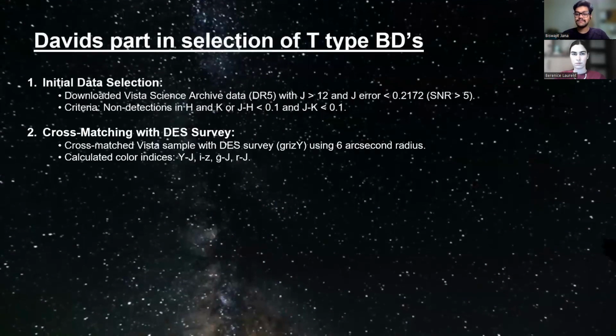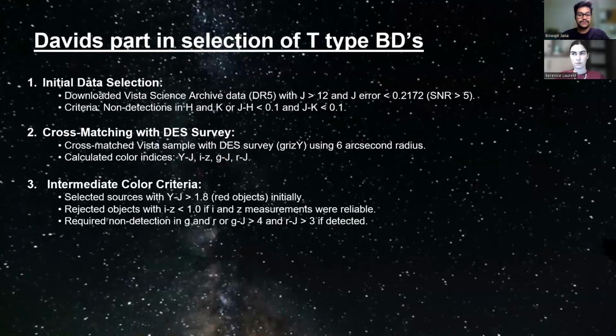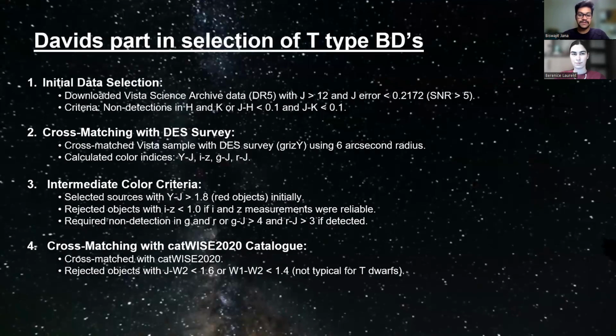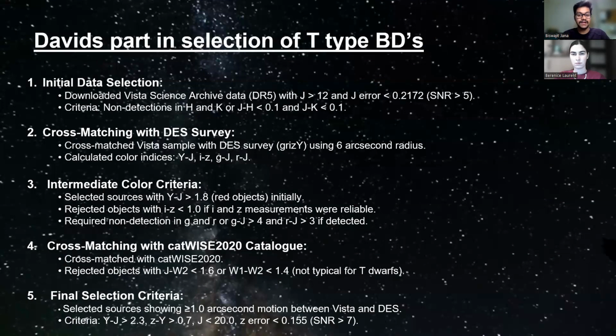Now, this VISTA sample was then cross-matched with the Dark Energy Survey using a 6 arcsecond cross-match radius. And these colors, as you can see on the screen, were calculated and the conditions further reduced the initial sample. Finally, the remaining sample was then cross-matched with the WISE catalog, which is the WISE survey, and anything with this color range was rejected. This process resulted in the identification of 344 potential T-type brown dwarf candidates for further analysis. Data sources include VISTA, DES, and WISE.